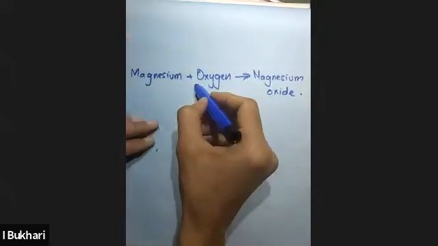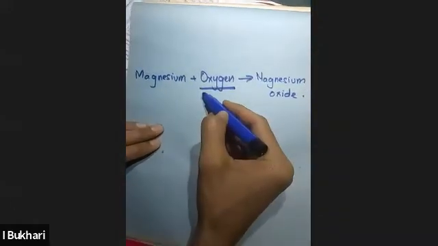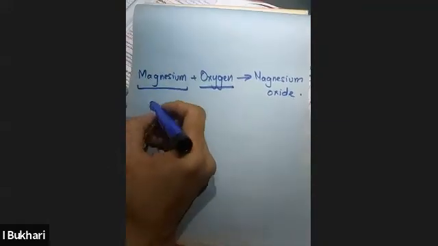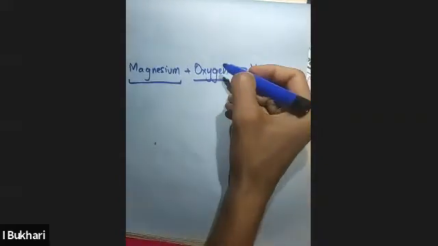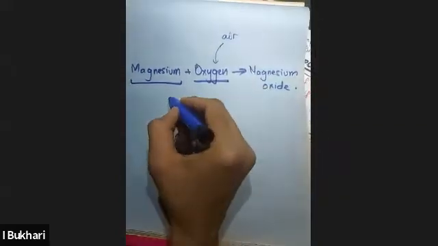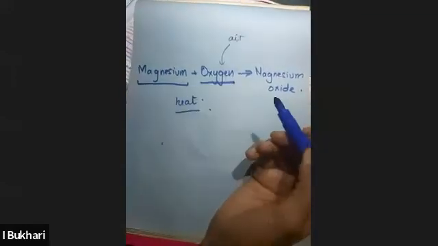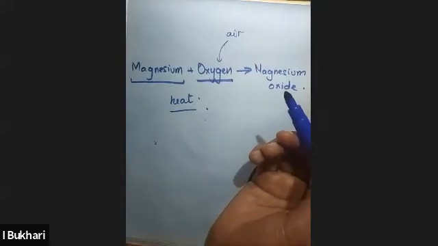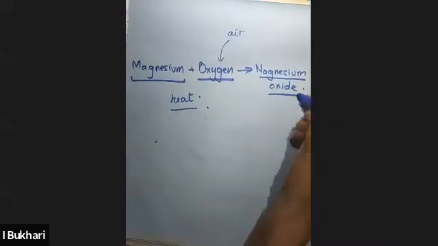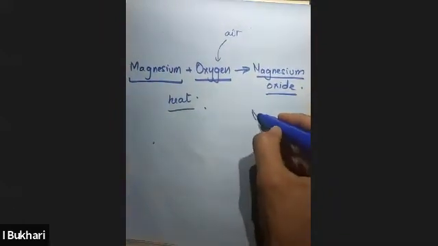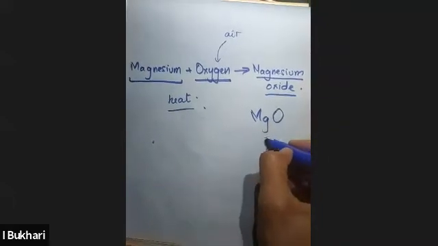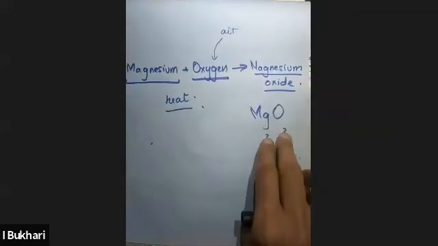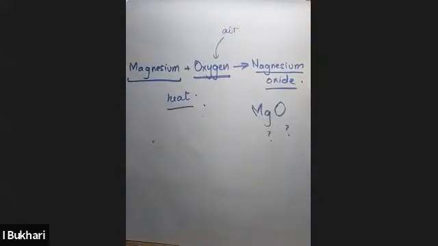Oxygen will be provided from the air. And magnesium is what we will use. We will use a magnesium ribbon, and this oxygen will come from the air, and this will require heating. It seems like this is an endothermic reaction because it requires a lot of heat. So we will need to heat strongly, and our product would be magnesium oxide. And we have to find out how many atoms of magnesium and how many atoms of oxygen, right? And what is the ratio of mass of magnesium and oxygen in this compound?